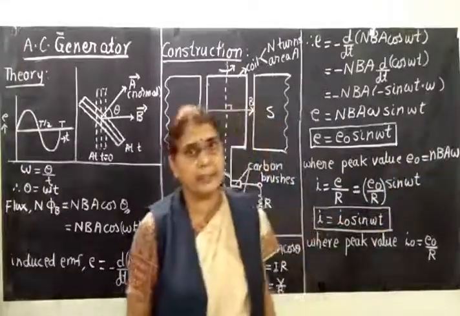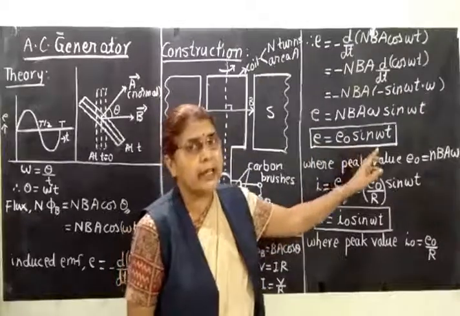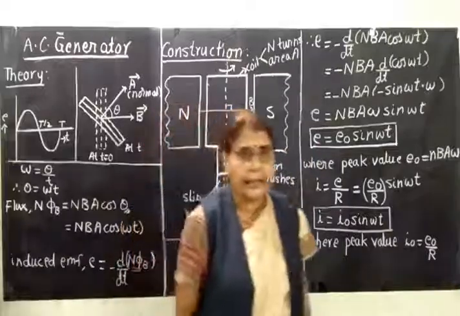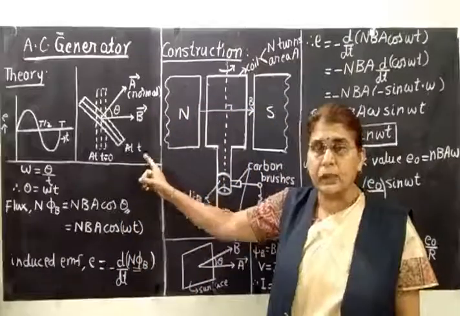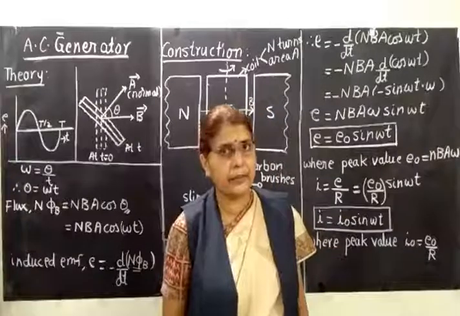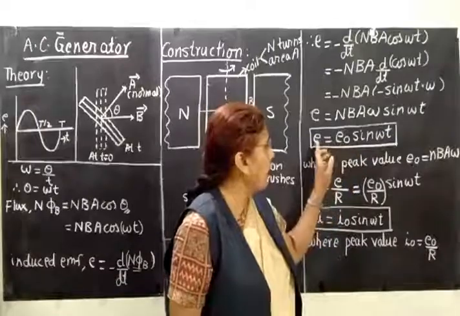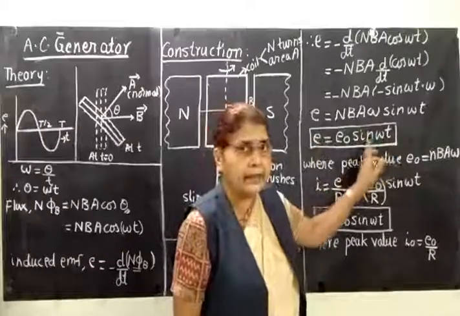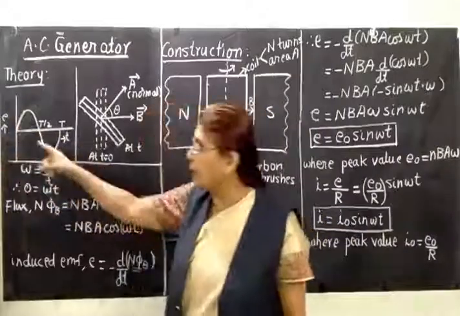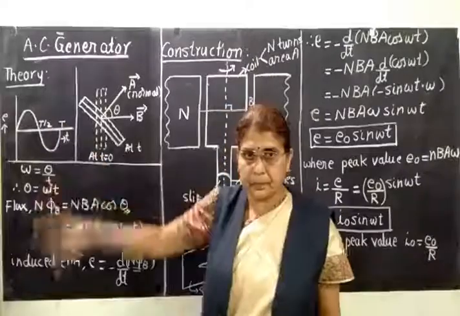So what is the final expression for induced EMF? E is equal to E0 sin omega t. This is the EMF induced in the coil at a given instant of time t, so it is also called the instantaneous induced EMF in the coil. And from this expression you will see how E varies with time t. It is a sine curve like this. If you plot a graph of E against t, you get a sine curve like this. This is alternating induced voltage.